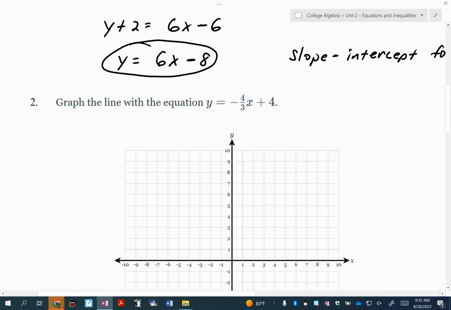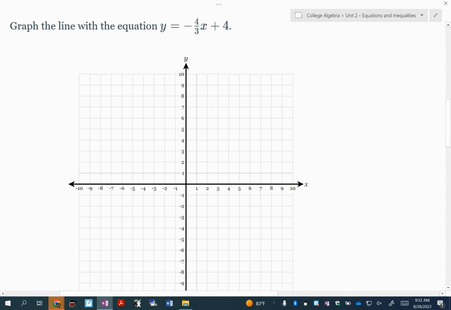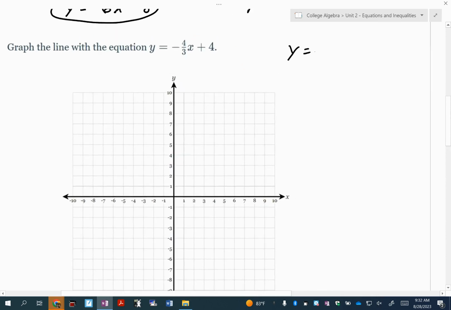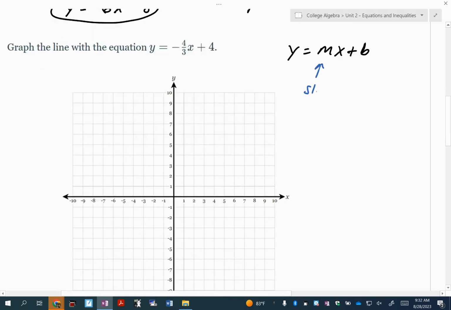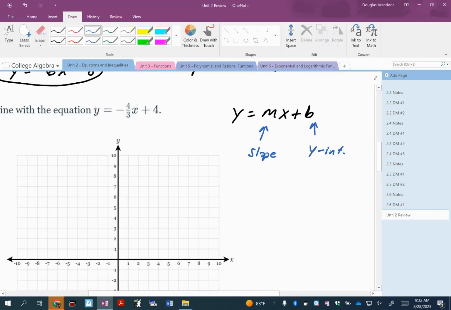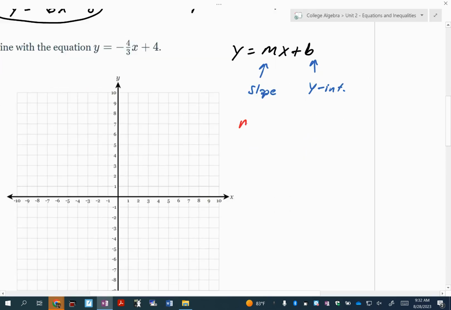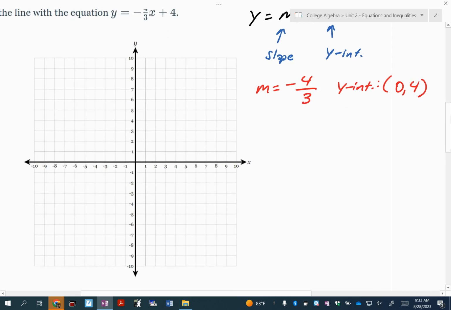Okay, let's do some graphing. Graph the line that's in slope intercept form. Remember, slope intercept form is y equals mx plus b, where m is the slope, and b is the y-intercept. If I write down these two things, my slope in this problem is negative 4/3, and my y-intercept is 0, 4.